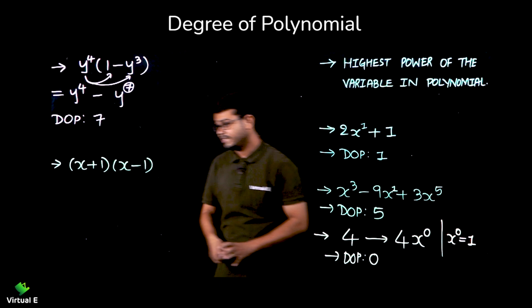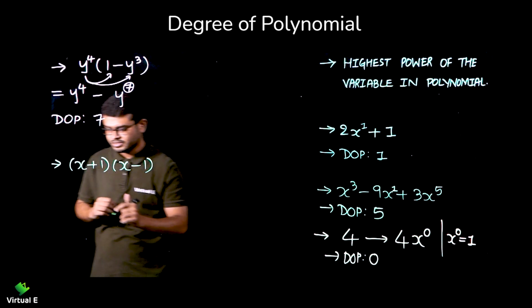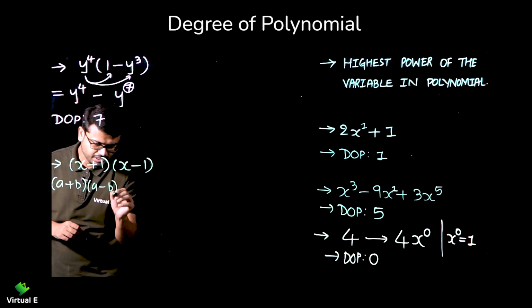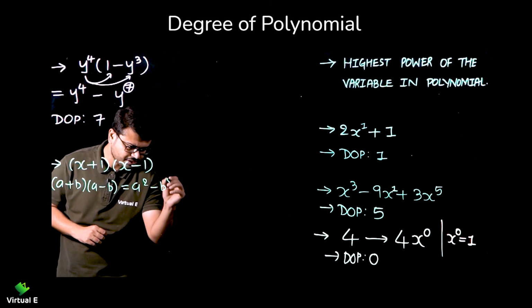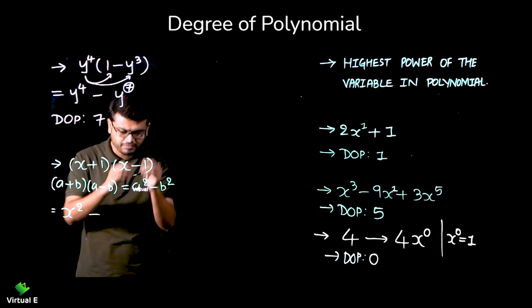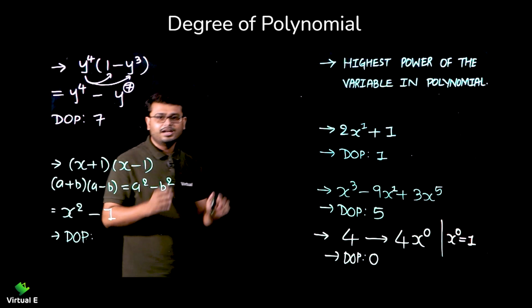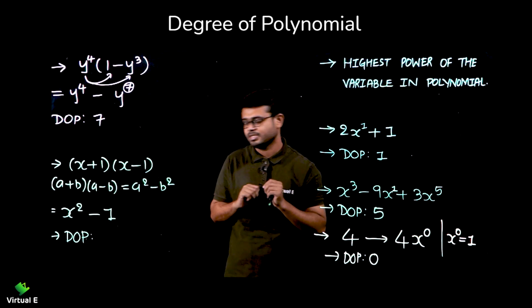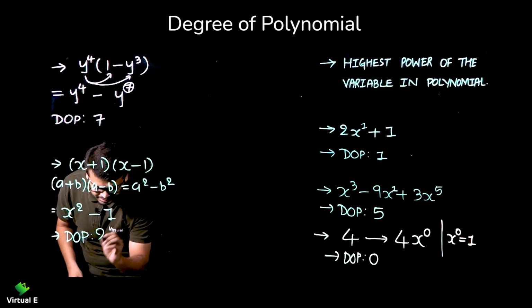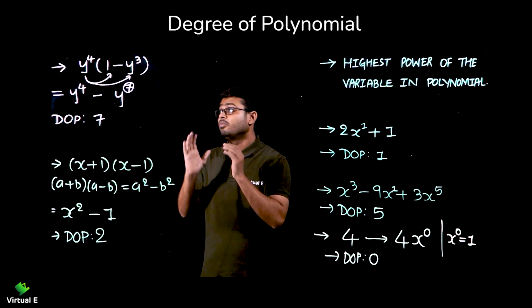The last one, x plus 1 into x minus 1. Again here, we need to simplify like the previous one. So this is the identity, a plus b into a minus b is equal to a square minus b square. Square of x, that is x square, minus square of 1, that is 1. Now DOP, very simple it is, right? Highest power of the variable in the polynomial. There is only one variable here, like the first case. So only 2.